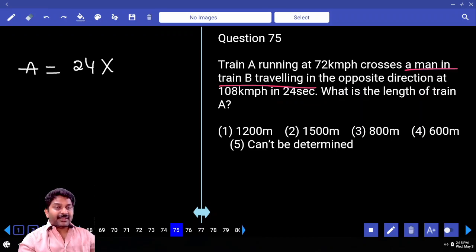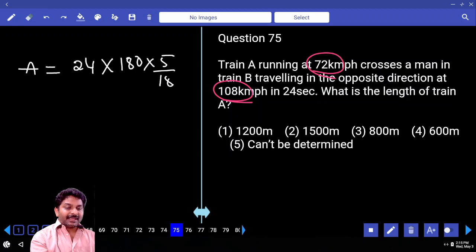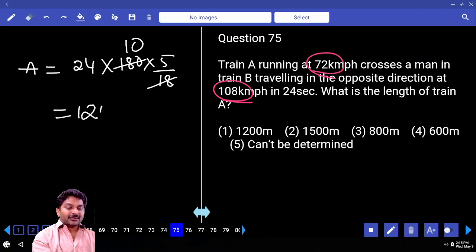Or is train B moving? Man moving or train B moving? Man and train both are moving. So train speed is equal to man speed only. If both are moving in opposite directions, relative speed is S1 plus S2, total 180 kilometers per hour, converted into meters per second: 5 by 18. 18 how many times? 5 into 24 is 120, into 10 is 1200.